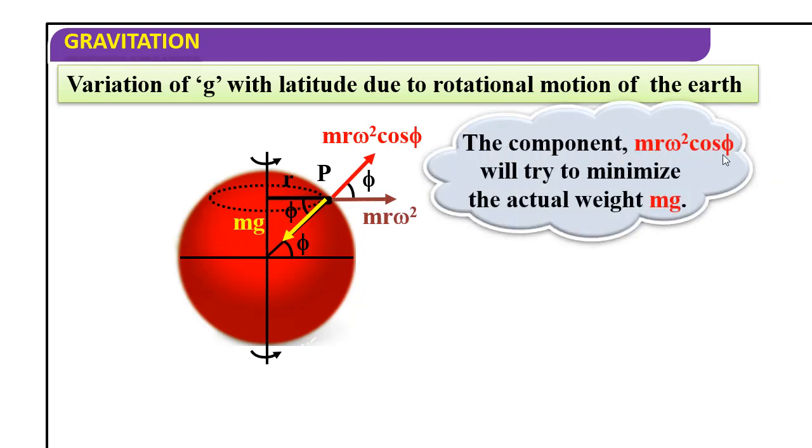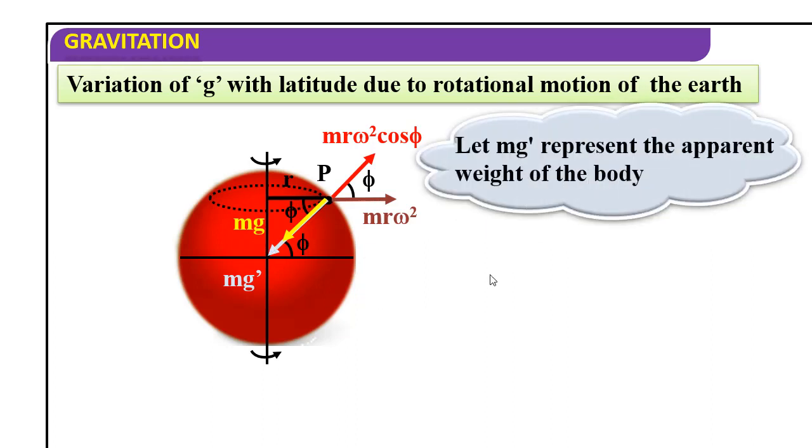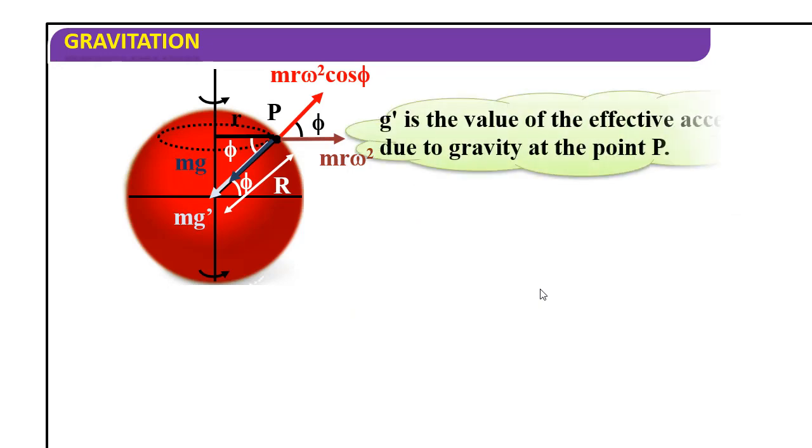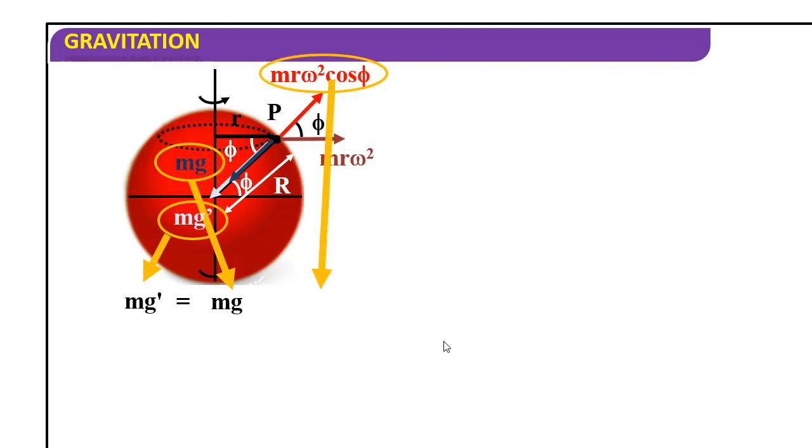The component m r omega square cos phi will try to minimize the actual weight mg. These two are acting in opposite directions, so mg minus m r omega square cos phi is the effective weight, mg dash. Let mg dash represent the apparent weight of the body, and g dash is the effective acceleration due to gravity at the point P. So now we can write mg dash is equal to mg minus m r omega square cos phi.